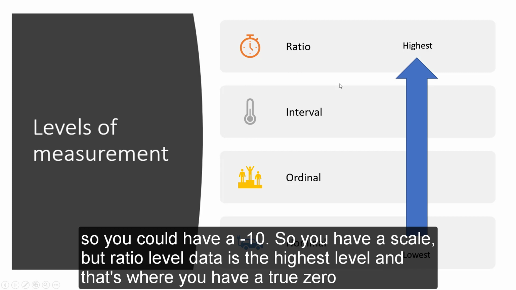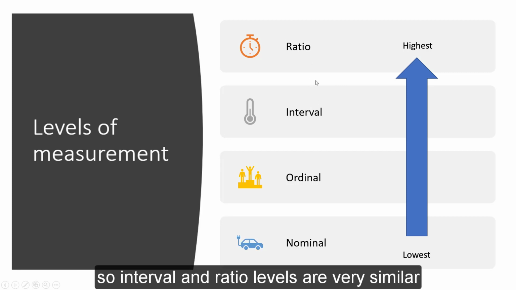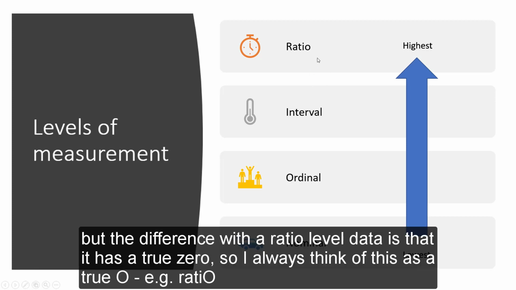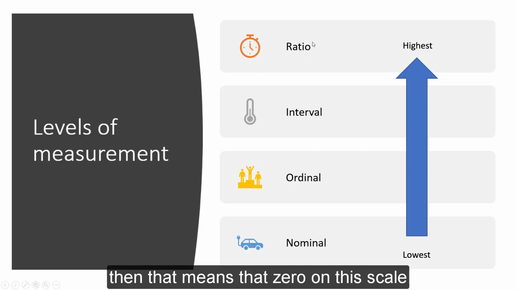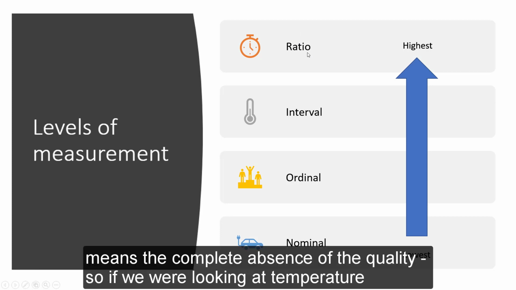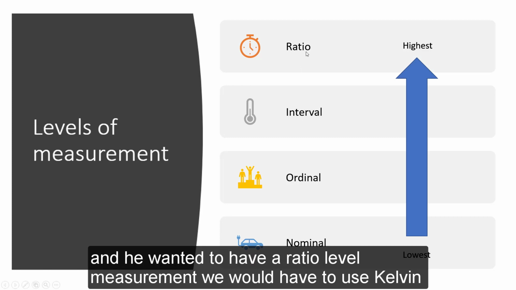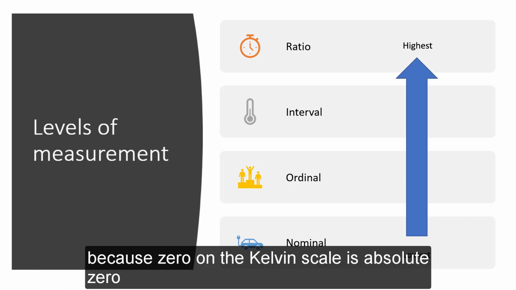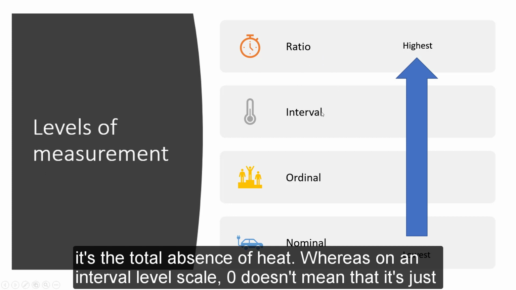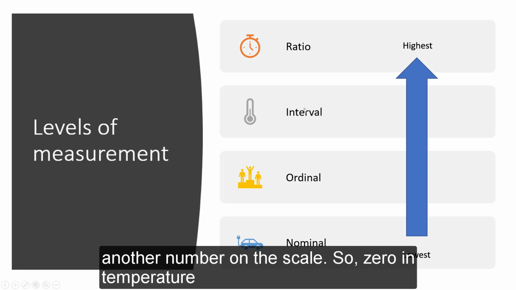So you have a scale, but ratio level data is the highest level, and that's where you have a true zero. Interval and ratio levels are very similar, but the difference with ratio level data is that it has a true zero. I think of this as a true O ratio. That means that 0 on this scale means the complete absence of the quality. If we were looking at temperature and we wanted a ratio level measurement, we would have to use Kelvin, because 0 on the Kelvin scale is absolute 0. It's the total absence of heat. Whereas 0 on an interval level scale doesn't mean that. It's just another number on the scale.